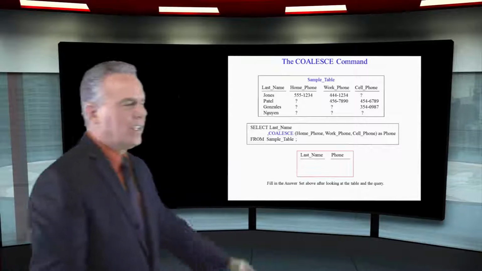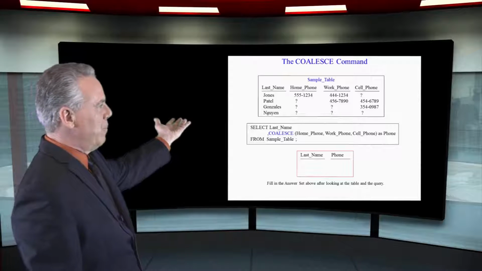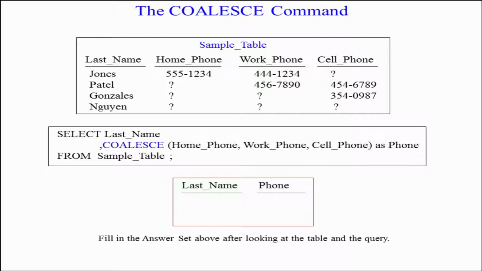So take a look at our sample table up there at the top. Some of the people have their home phone. Some have their work phone. Some have their cell phone. Some have all of them, none of them, some of them. And so that's what we're going to do here. Let's look at how this is going to come out here.